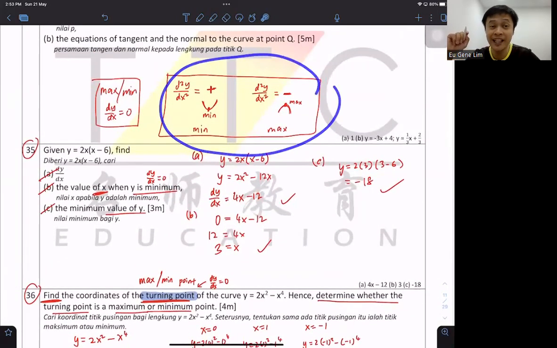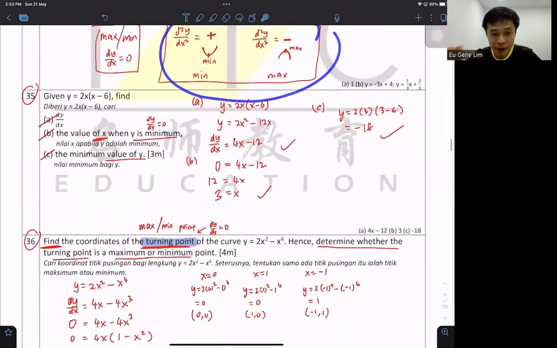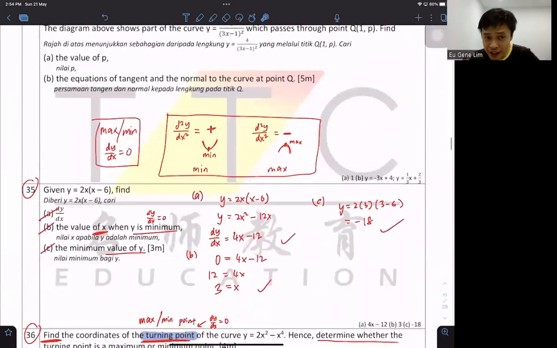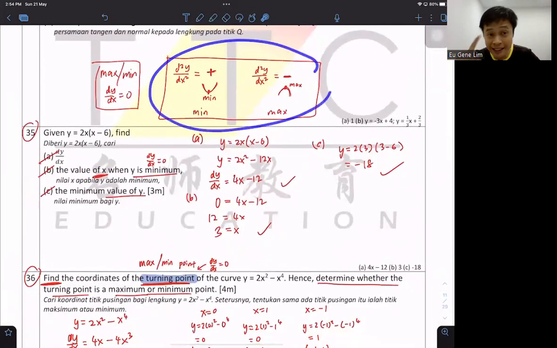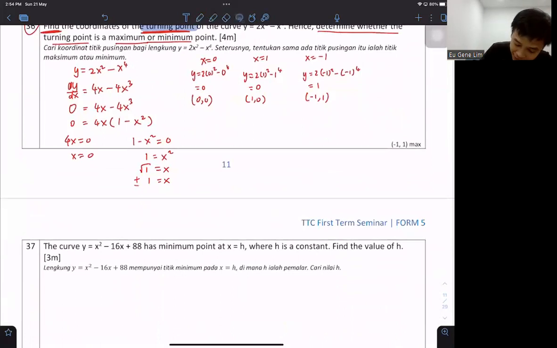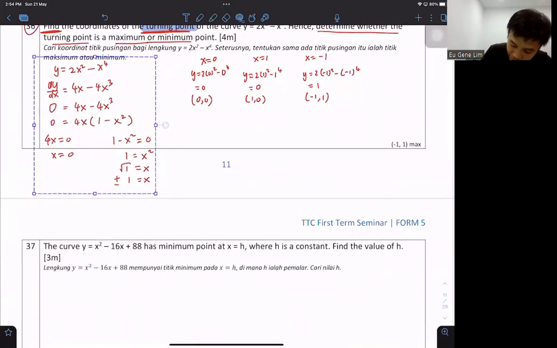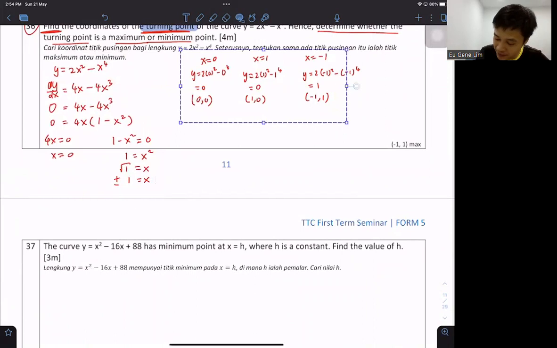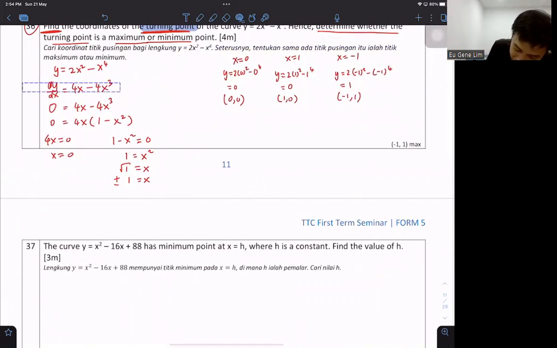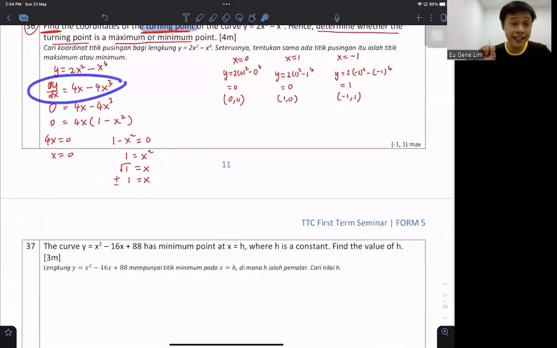do d squared y over dx squared, right? Because if you just look like this, you don't know whether it's minimum or maximum. It can be minimum, it can be maximum. So if you want to determine, you should do d squared y over dx squared. Understand? You take the dy/dx, this one I put aside a little bit. You take the dy/dx and differentiate the second time.